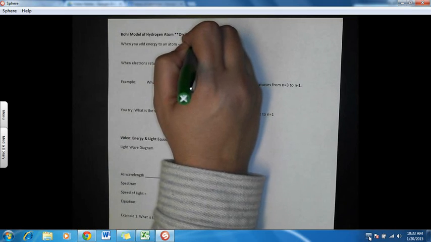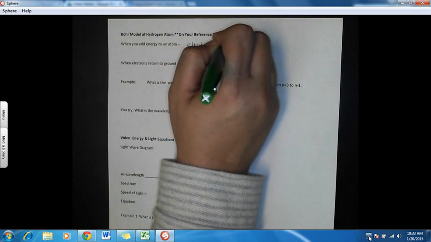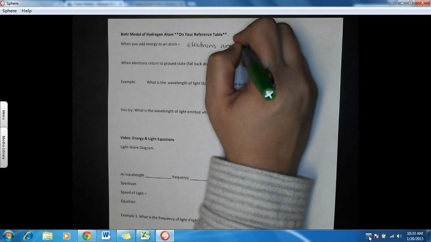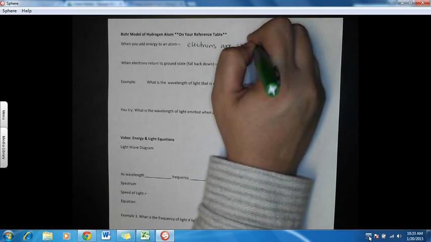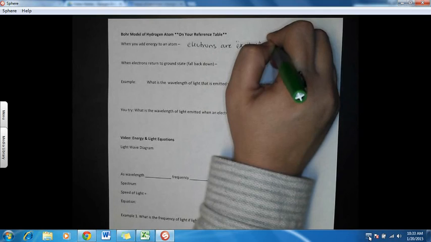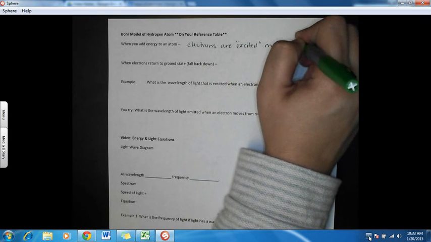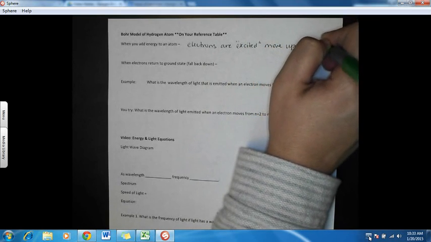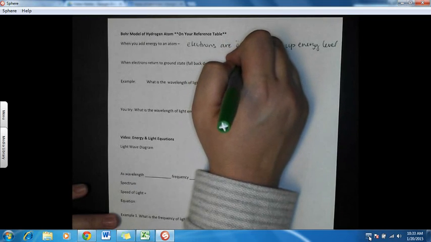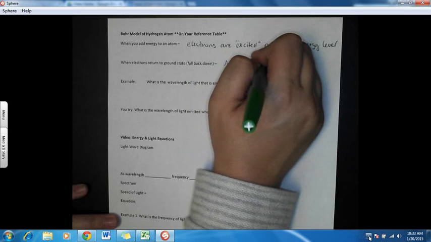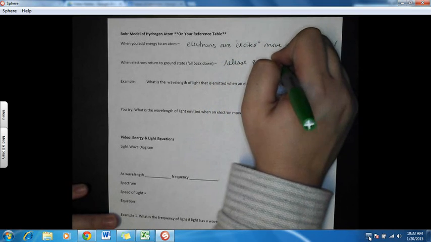And so when you add energy to an atom, the electrons get excited. And when they get excited, they move up an energy level. So they go from a lower energy level to a higher energy level. When electrons return to the ground state or fall back down, they release energy. And they release this energy in the form of light.